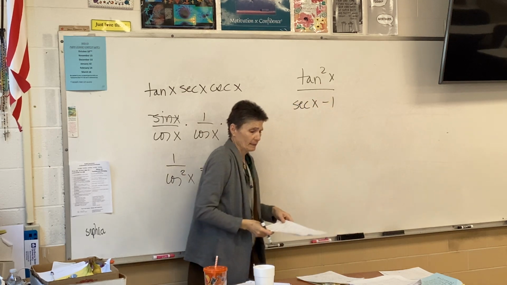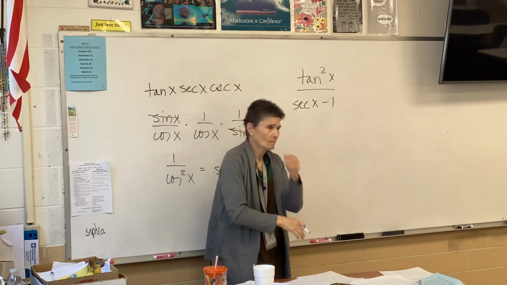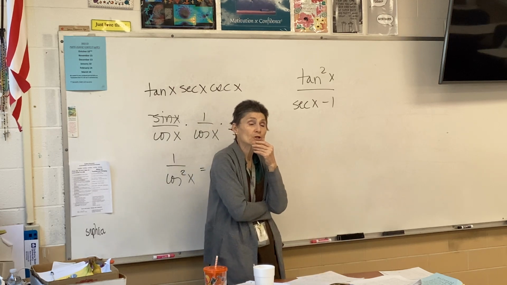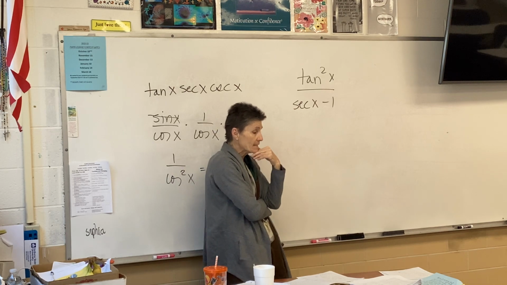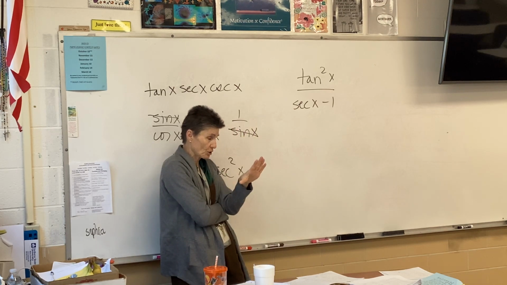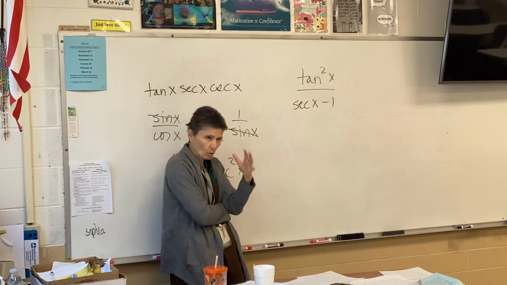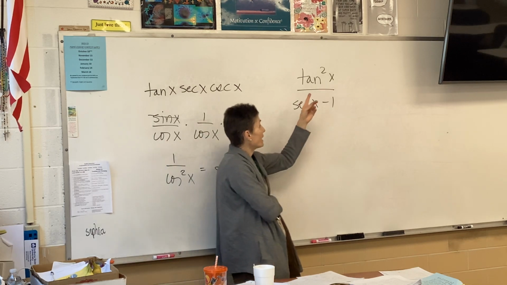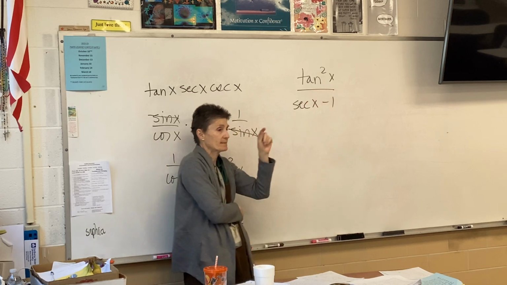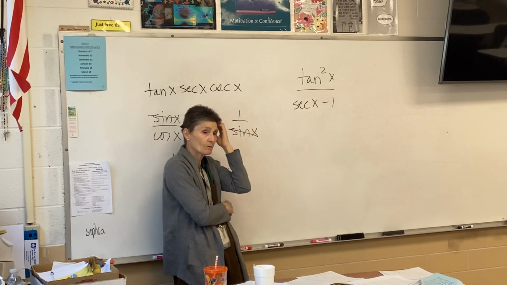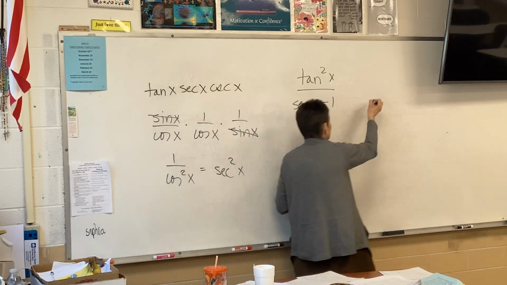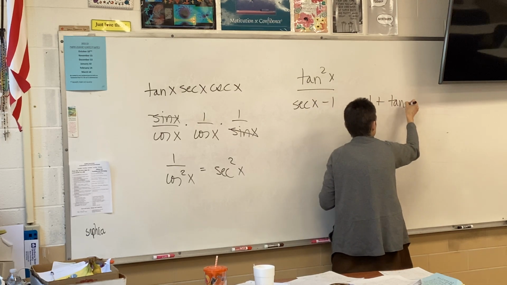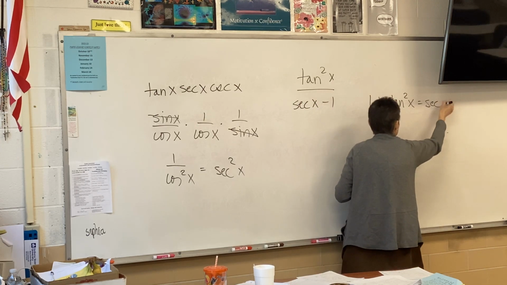Now, this one is a little tricky. You have to kind of be in tune with your circled identities on your sheet. Is there a relationship, in other words, an equation, that ties tangents and secants together? On your sheet, is there an equation that links tangents and secants? 1 plus tangent squared is secant squared.